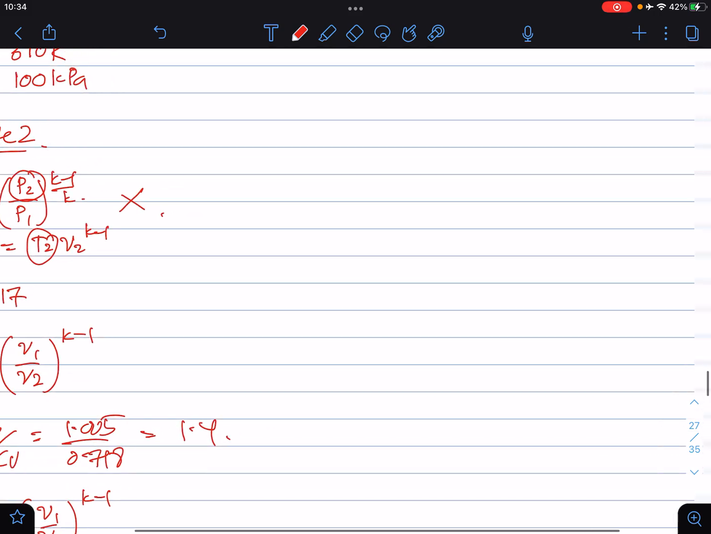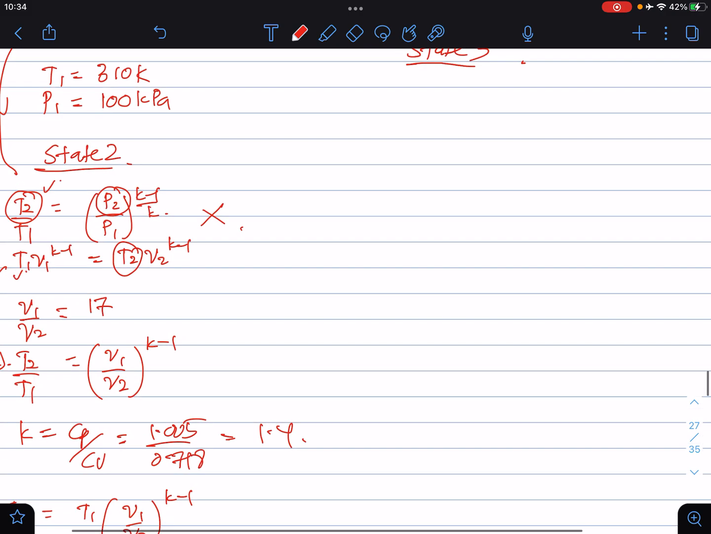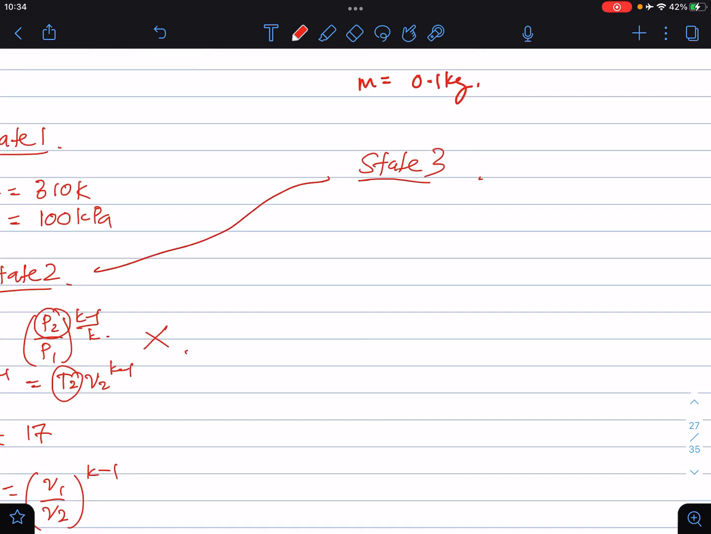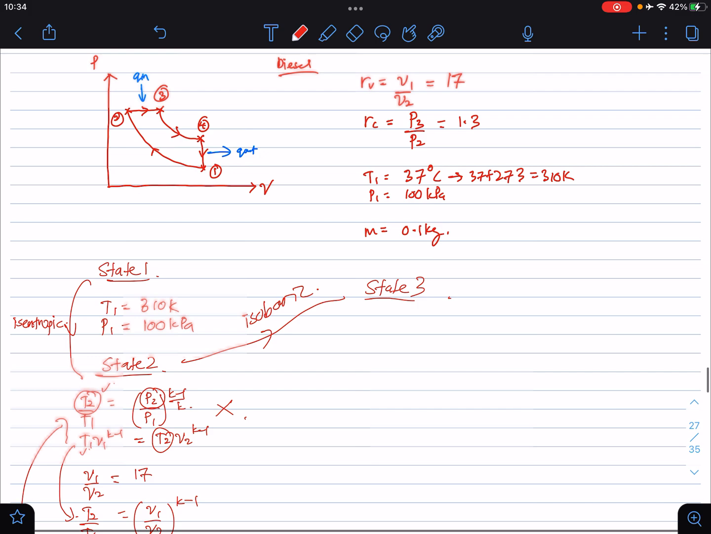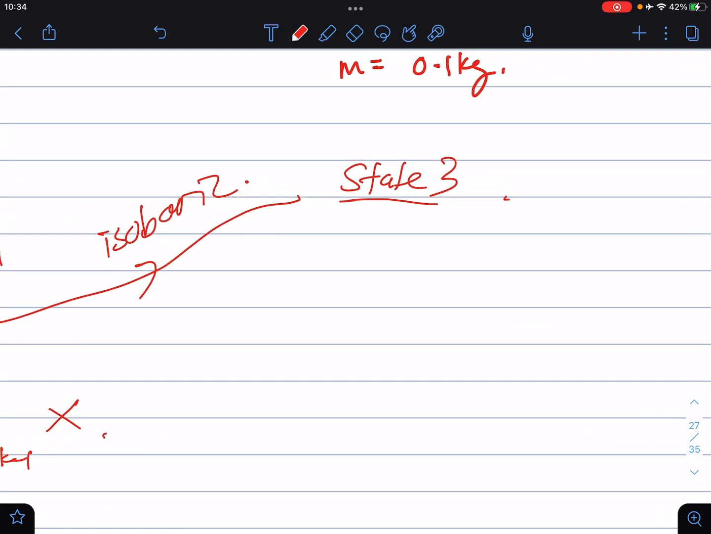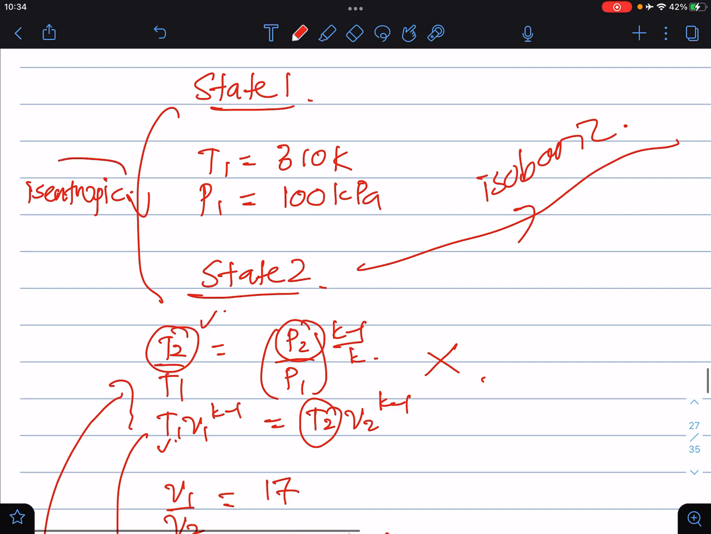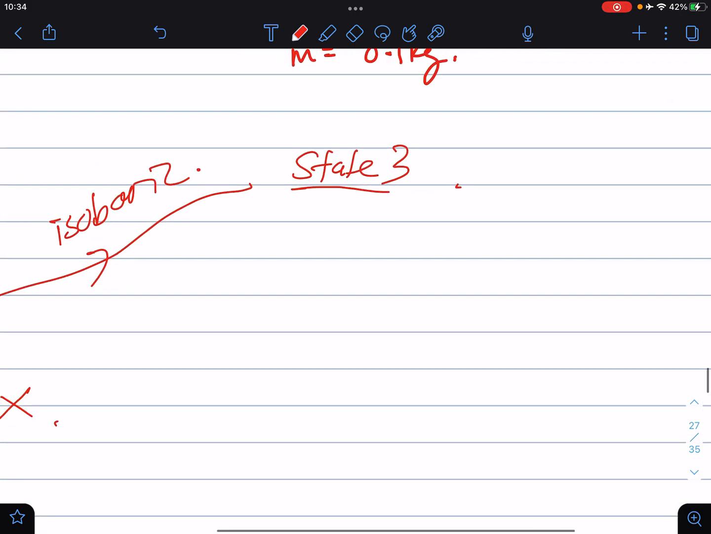Now we move to state 3. To relate state 2 to state 3, we know that the process between them is isobaric. Since this is isobaric, you can look at the PV diagram, a constant pressure process. What is the exact equation for this? For isobaric, you cannot use the isentropic equation as we did previously to relate state 1 and state 2. So we need to use the isobaric equation.